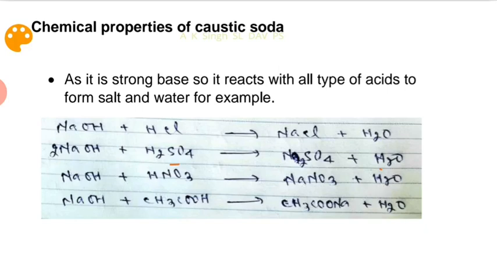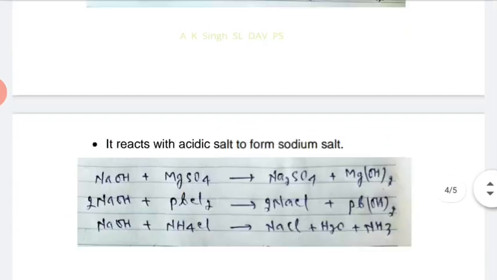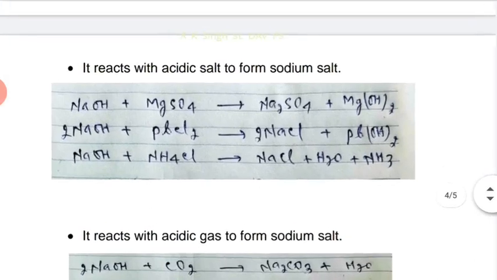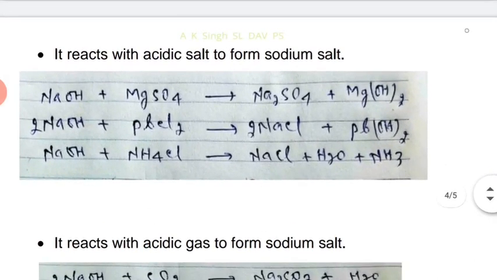Sodium hydroxide reacts with acetic acid CH3COOH and forms sodium acetate CH3COONa plus water H2O. Next, it reacts with acidic salt also to form sodium salt.